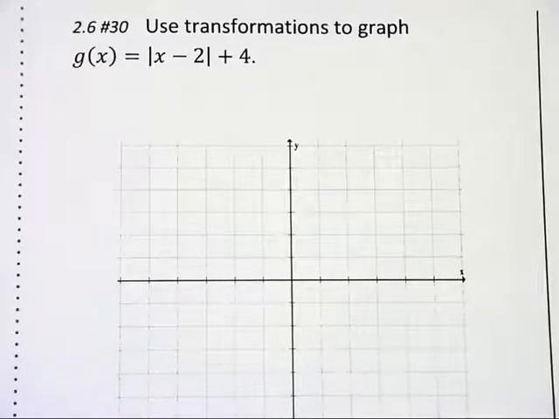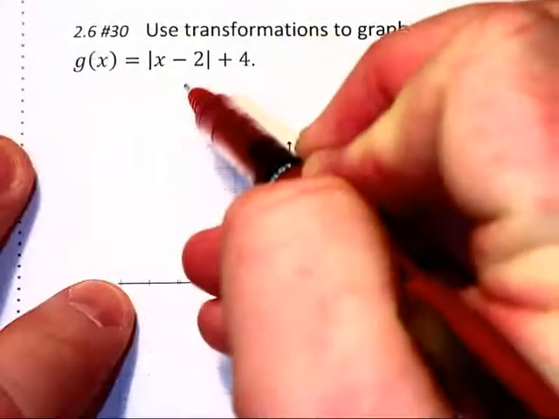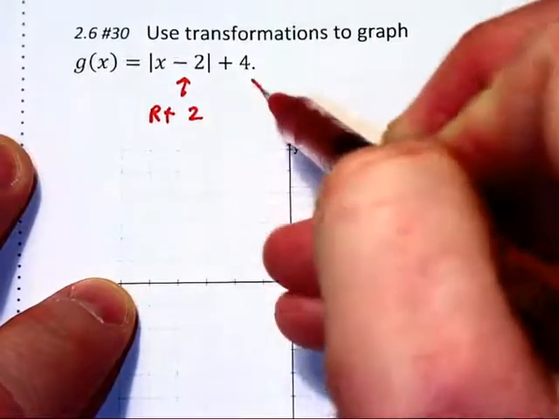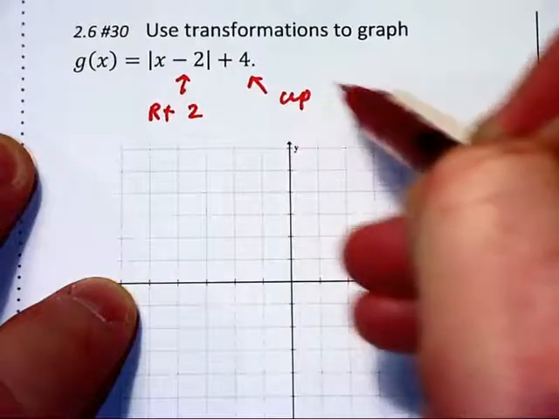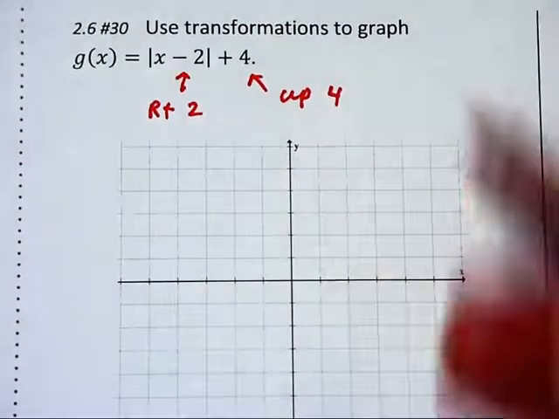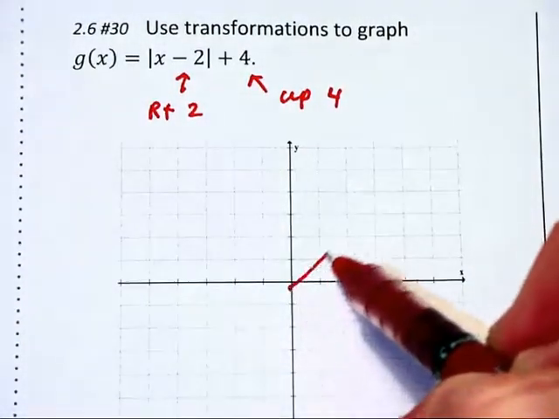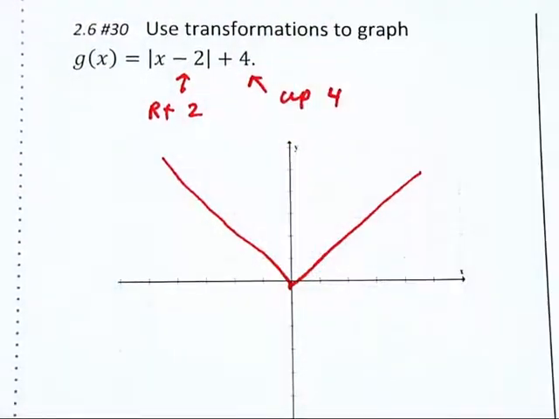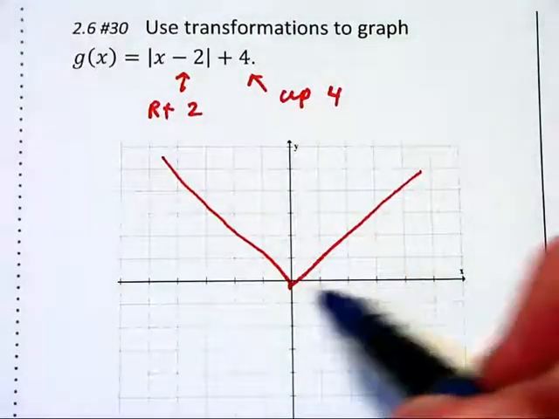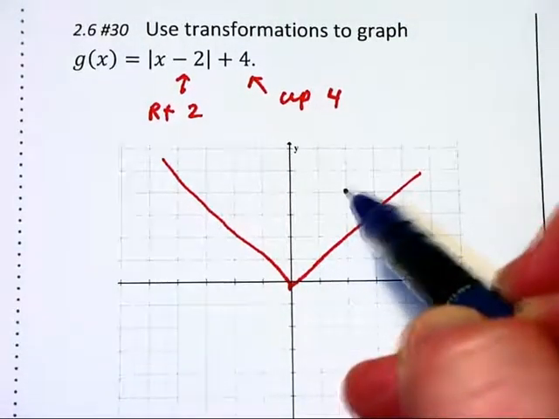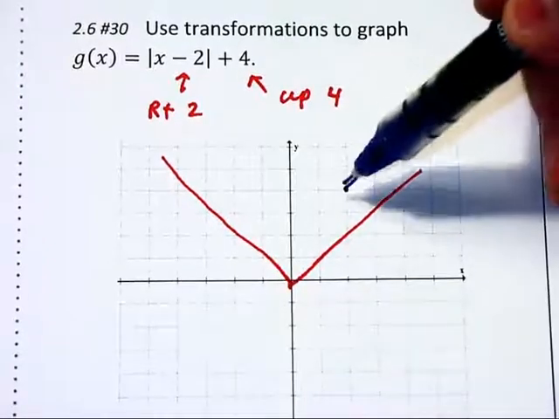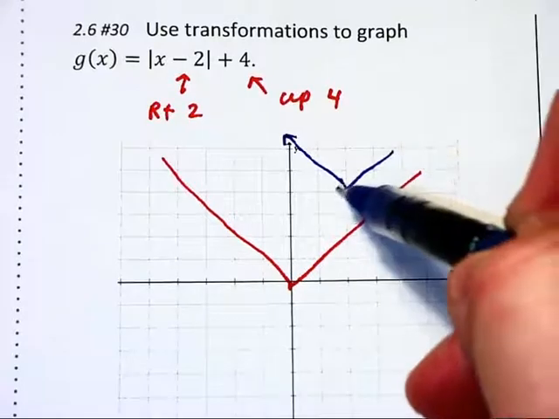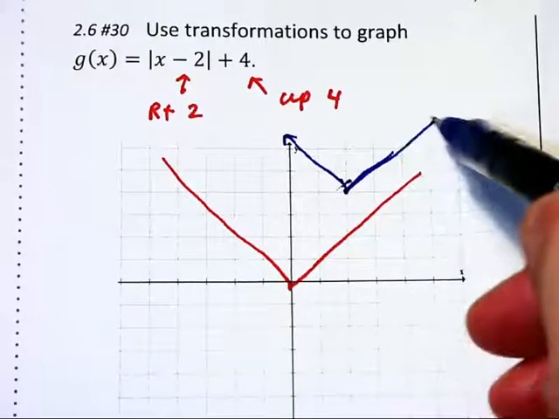Now we have a couple of transformations. This minus 2 inside the absolute values refers to right 2, and that plus 4 afterwards refers to up 4 units. Our basic absolute value graph has its vertex at the origin, and we are going to be moving each of those points over 2 to the right and up 4, so that will become the vertex. And then we have that same absolute value graph, which I've drawn in there now.